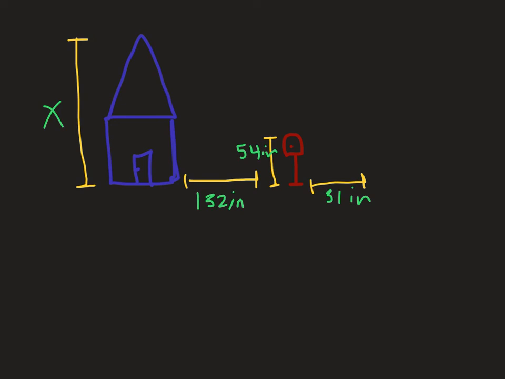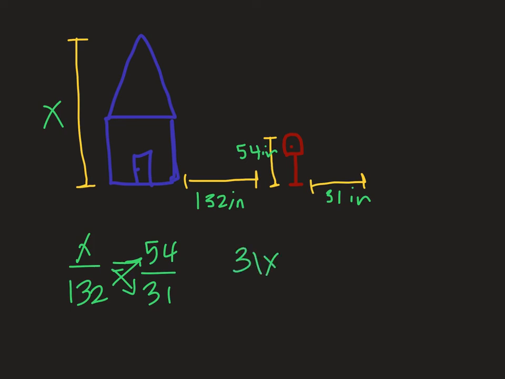Now I'm going to go ahead and put this all into our proportion. I'm doing X over 132 equals 54 over 31. And now I'm going to cross multiply, and X multiplied by 31, I get 31X is equal to, then I needed to multiply 132 by 54, and I got 7,128. Now I'm going to divide both sides by 31.